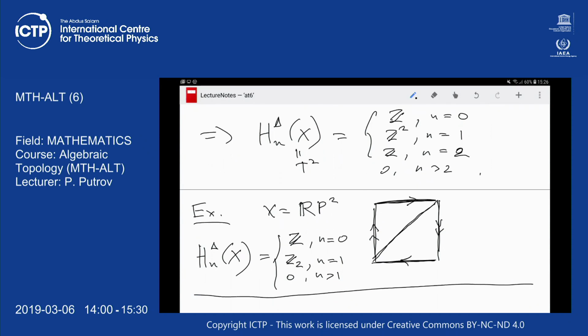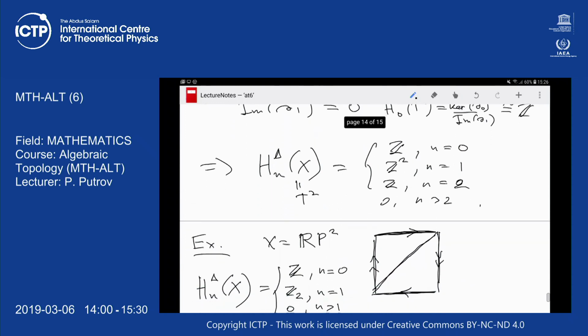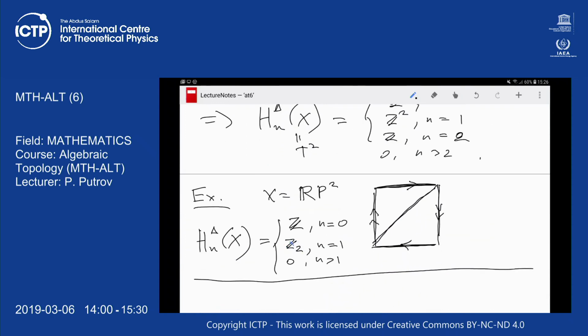If you have questions, next lecture. The procedure is like this. But of course, here you have something not just Z, but Z2. So how can these things appear? For example, Z2 can appear if you start with something generated by A, and you quotient by something generated by 2A, right? That's how Z2 can appear.